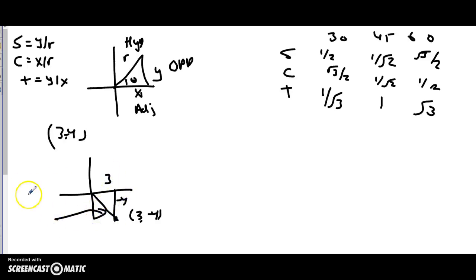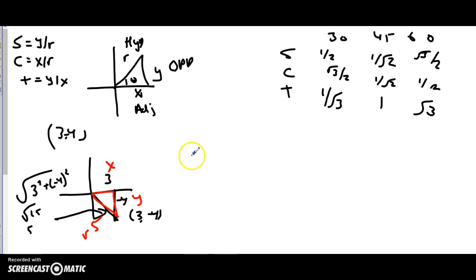Use the Pythagorean theorem here. It's c squared is equal to a squared plus b squared, or once I get a little further, it's the square root of a squared plus b squared, which is 3 squared plus (-4) squared. Any positive or negative becomes positive when I square it, so that's 9 plus 16, that's 25, so I want the root of 25, which is 5. So here, I have an x of 3, a y of -4, and an r of 5.